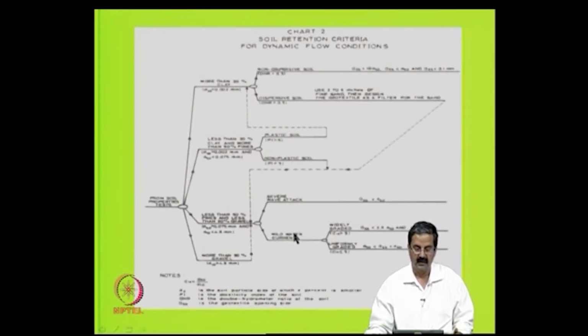Okay, so this is for the dynamic conditions. You can see that it takes care of the soil testing results, and then some gradation characteristics. Is it a severe wave attack or a mild wave attack, and is it a plastic soil, a non-plastic soil, or a dispersive soil? All that criteria is addressed in this, and once we have this, one can choose a proper size of the geotextile.